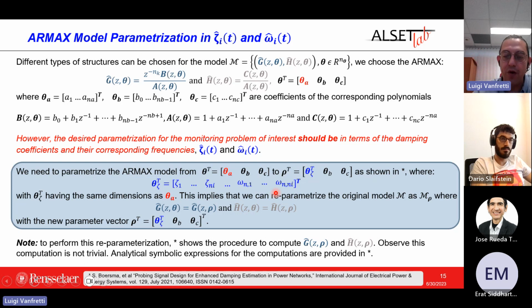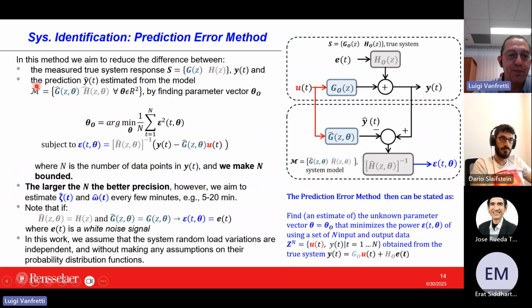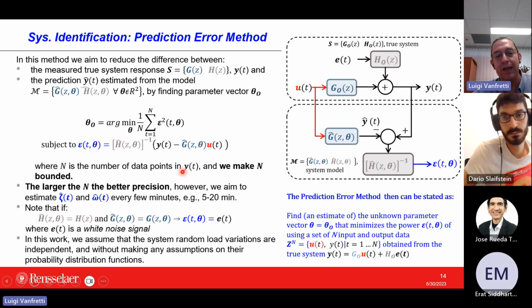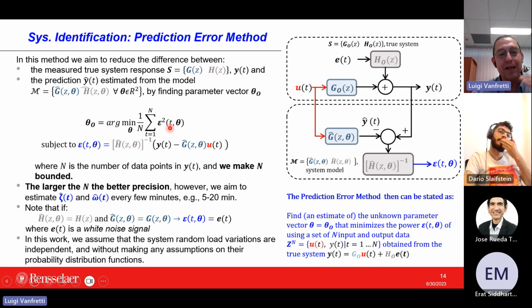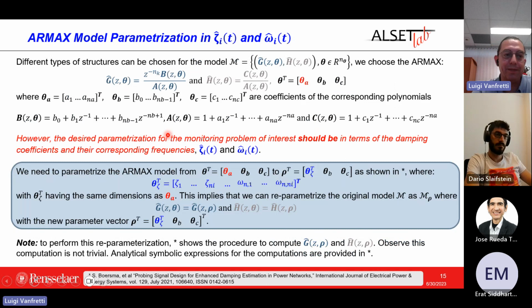Okay, so the original model that we have here, M, I forgot to mention the optimization problem. The estimation of theta is to solve this optimization problem where you're trying to minimize E, which is the error between y of t and y hat of t. By minimizing this, it should approach white noise. You're minimizing the power of the signal. Making it white noise means that you're minimizing it.